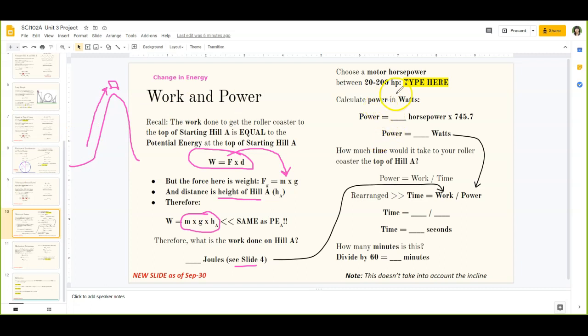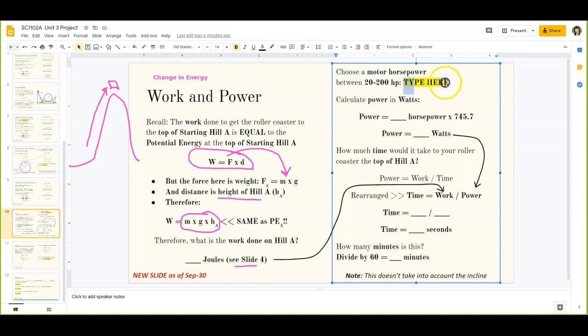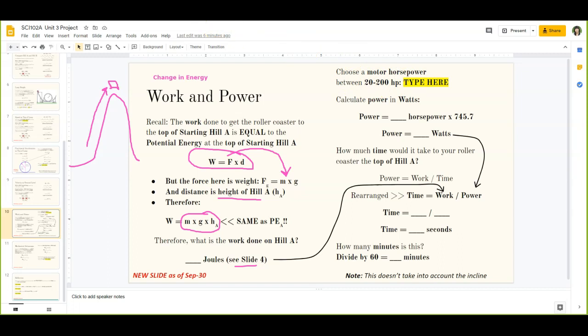Now that being said, go ahead and choose a motor horsepower that you would like. You can choose between 20 and 200 horsepower. Make sure you actually click here and type out what you want. So get rid of this text and actually type out what your horsepower is between 20 and 200. Then calculate that power in watts. We talked about how 1 horsepower is the same as 745.7 watts. So we need to multiply it by that. So take whatever you chose, like 100 horsepower, and multiply it by 745.7 to get your final amount of watts here.